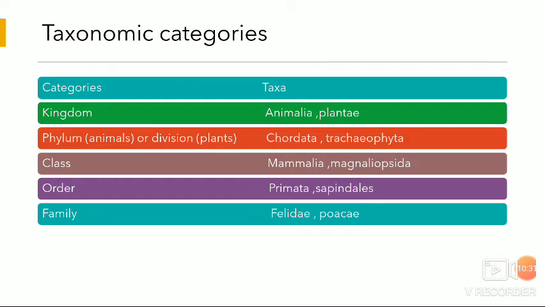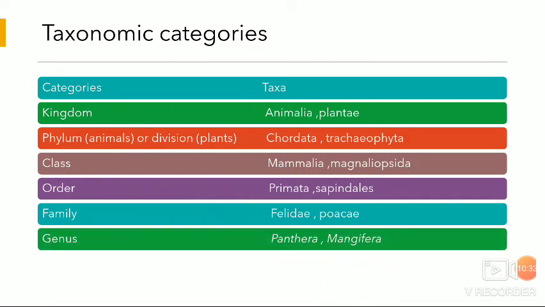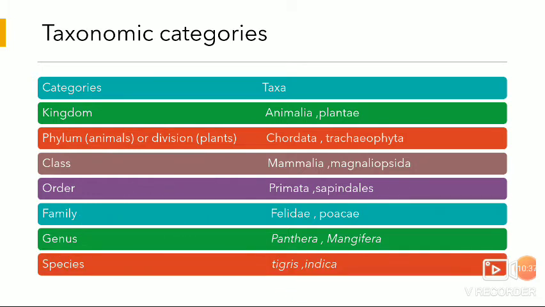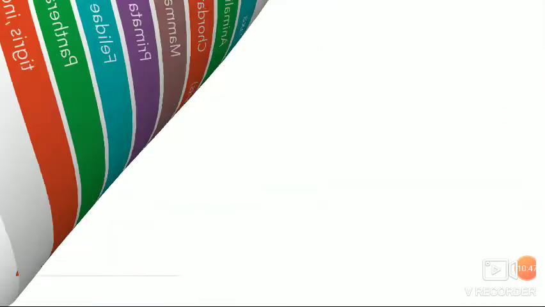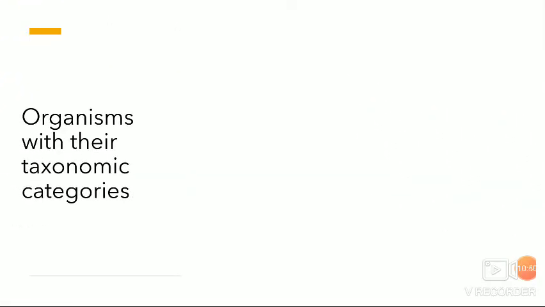Then family Felidae and Poaceae. And genus Panthera and Mangifera, species tigris and indica. So here we were talking about tiger and mango. This is the whole classification of both of these organisms. Then organisms and their taxonomic categories.